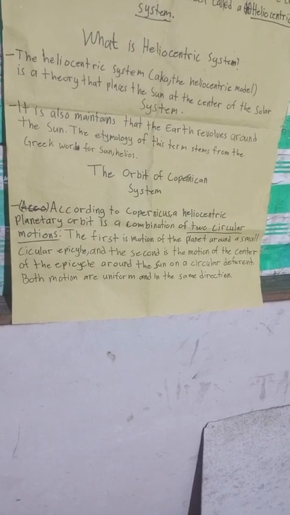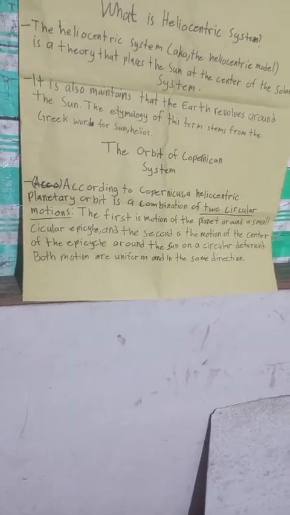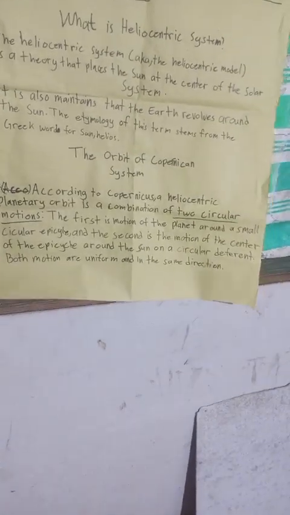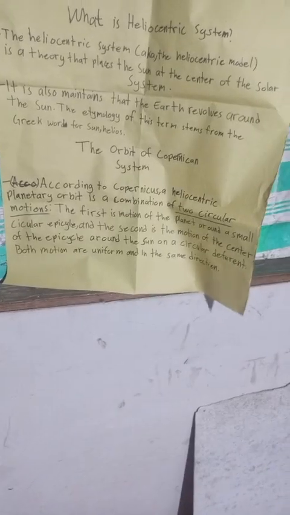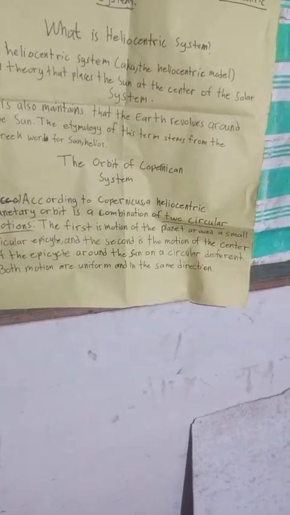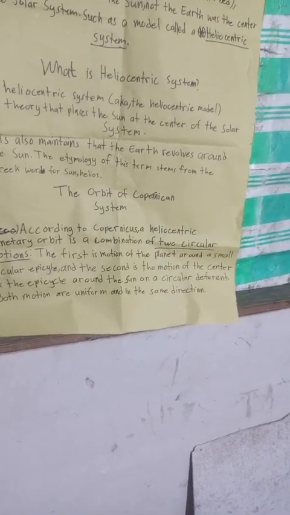So the orbit of the Copernican system has two circular motions: a small circular epicycle, and the second is the motion of the center of the epicycle, which is the line that the planet revolves around the Sun.